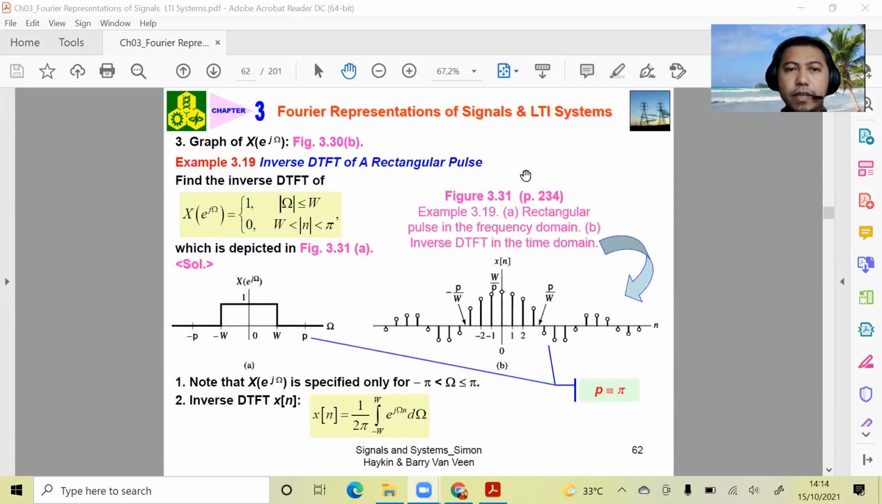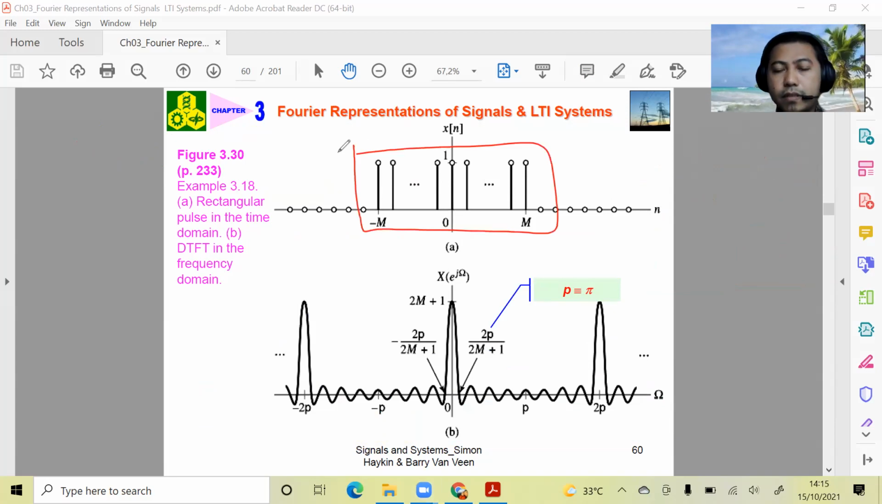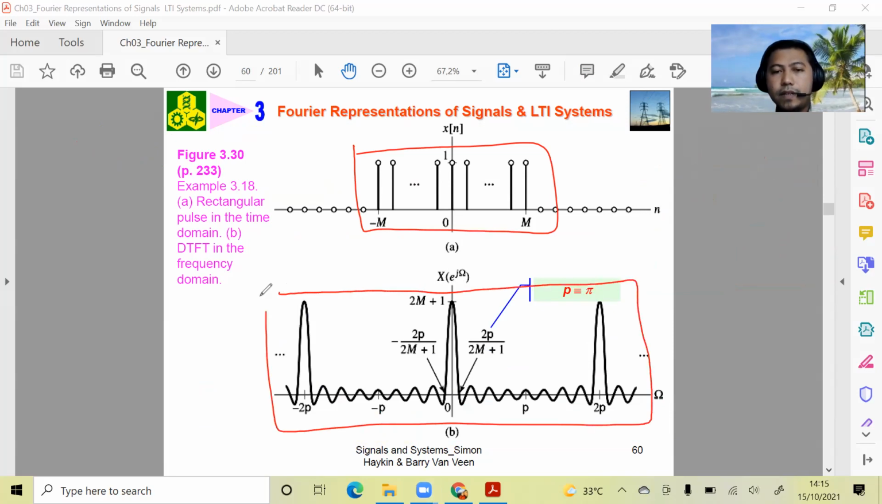It is in the next, yeah. No, in the previous, yeah, you can see here. The upper figure, this is the signal in time domain, yeah. And the lower figure, this is the signal in the frequency domain.